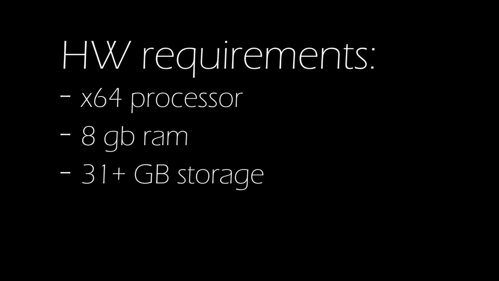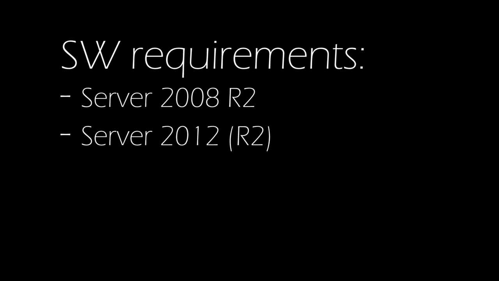We will be following Microsoft's recommendations for setting up our server. You will need an x64 processor. To host both the client access role and mailbox roles on the same server, you will need 8 GB of RAM, and also you will need at least 31 GB of storage. The server that you will be installing Exchange on will need to run at least Server 2008 R2, but of course Server 2012 and the R2 version of that is also supported.